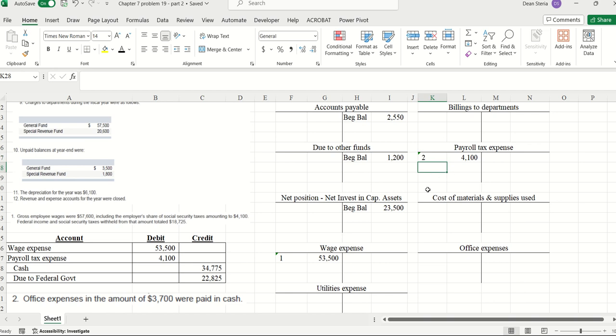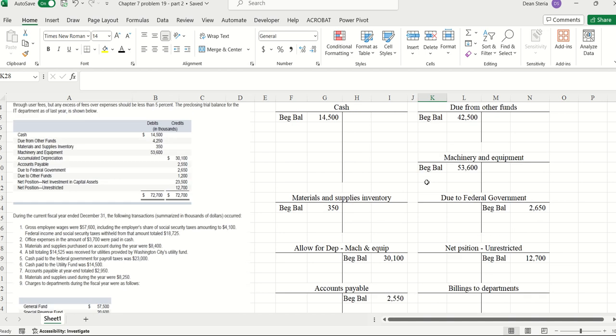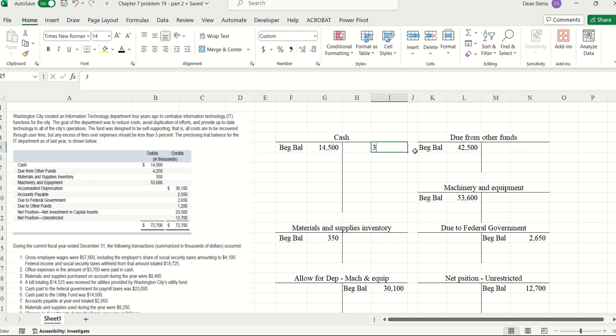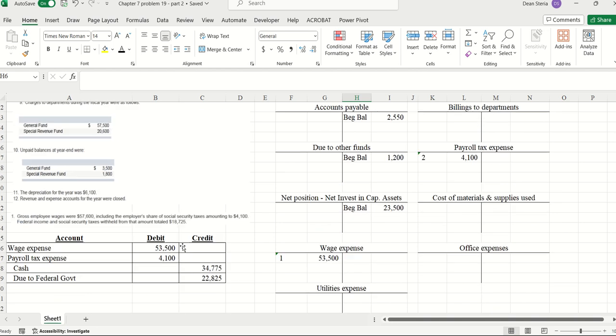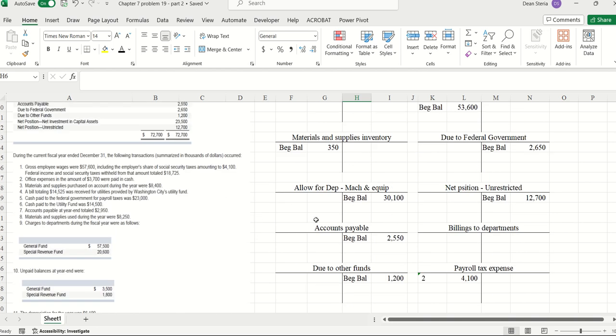Let's see here. Cash was credited for 34,775. And again, that was entry one. And the last part of that was due to federal government. That was a credit for 22,825. And again, that's still one.